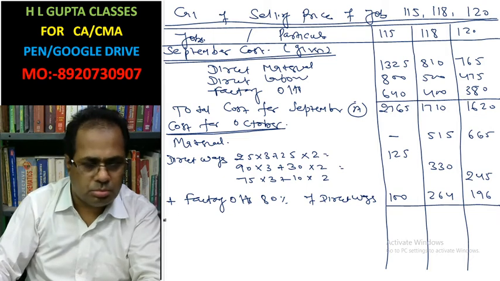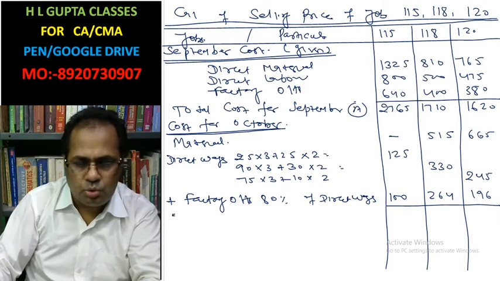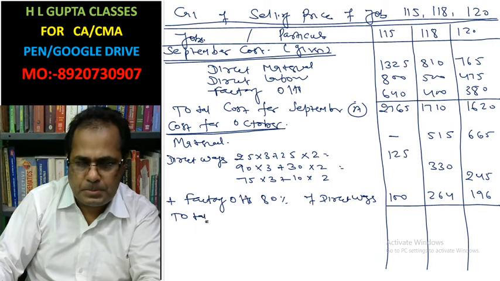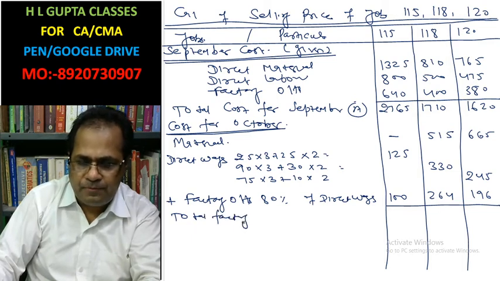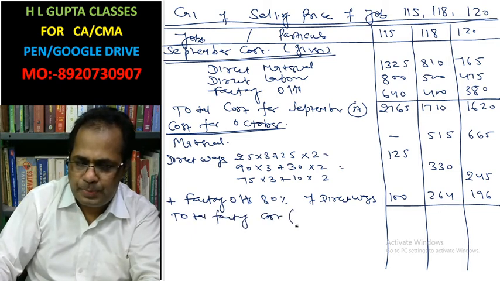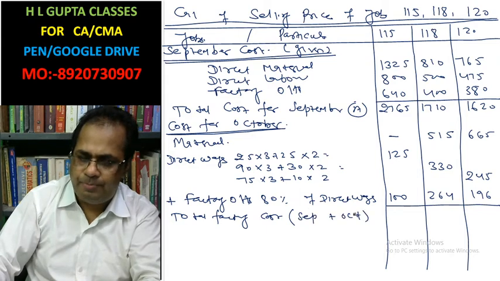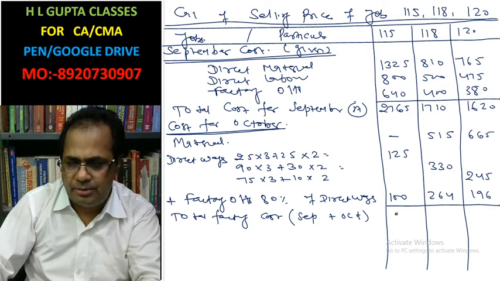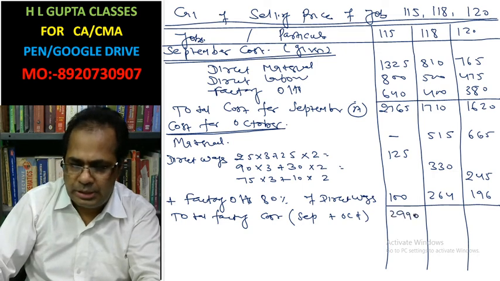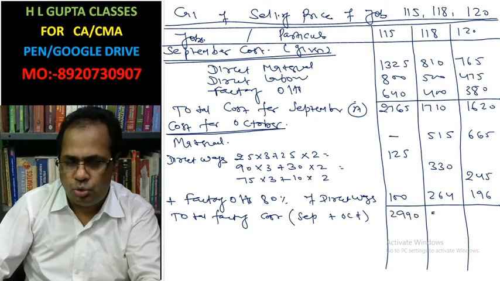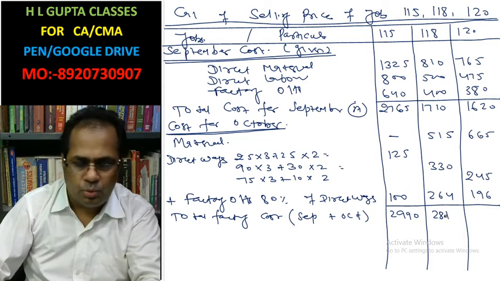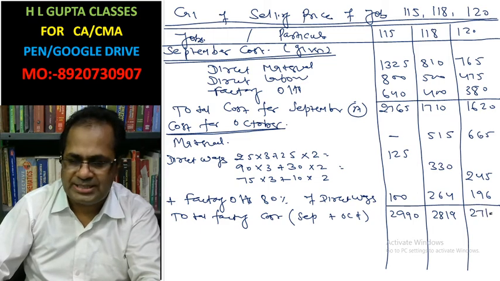Total cost. What will be total factory cost? Factory cost, September plus October. That is 2990, 2828, 2716.